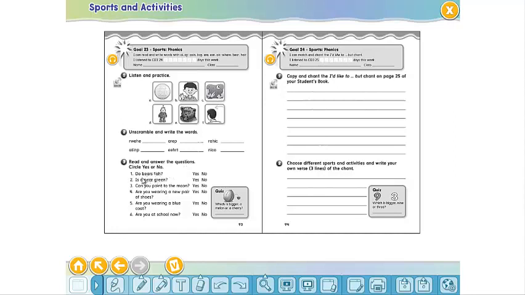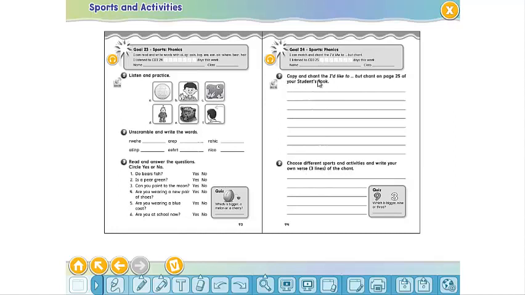Do birds fish? Yes or no. Circle yes or no. Is a pear green? Yes or no. Can you point to the moon? Yes or no. Are you wearing a new pair of shoes? Are you wearing a blue coat? Are you at school now? Circle true or false. Page 94.